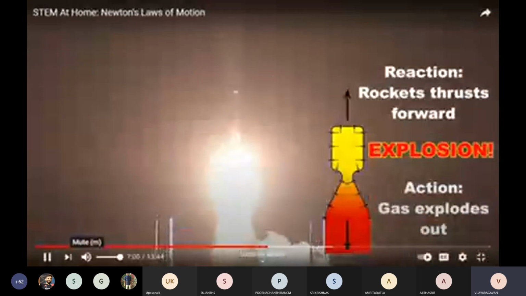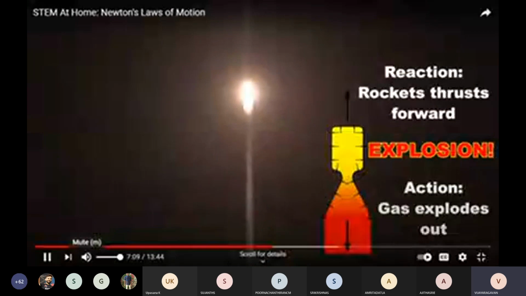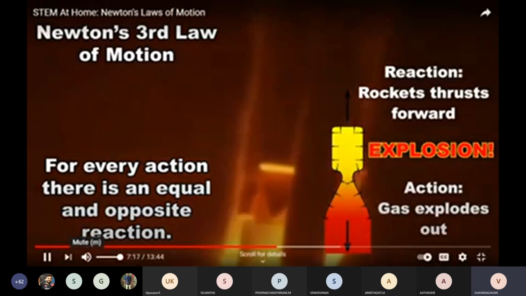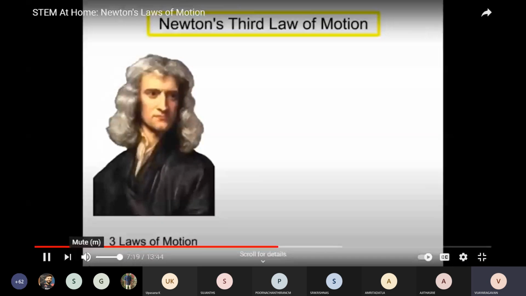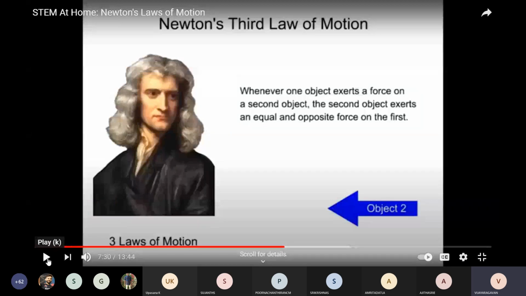Newton's third law is for every action, there's an equal and opposite reaction. Newton's third law of motion states that whenever one object exerts a force on a second object, the second object exerts an equal and opposite force on the first.